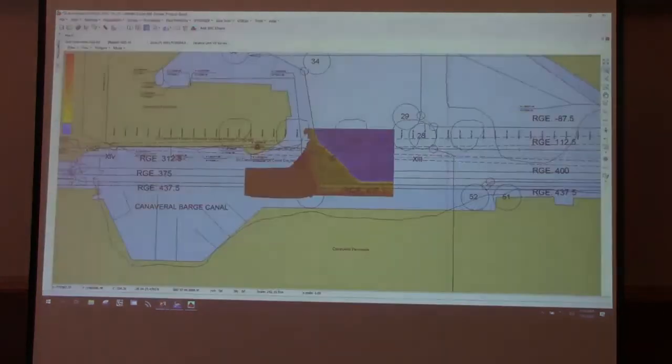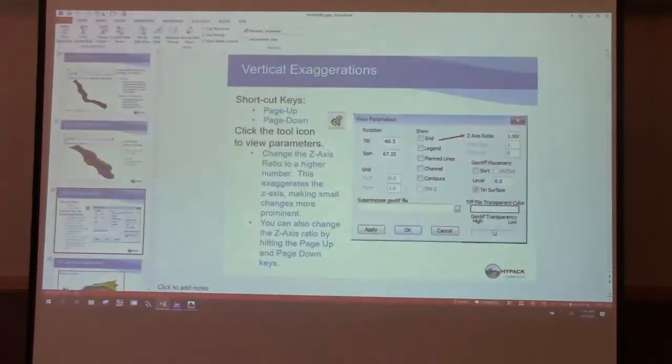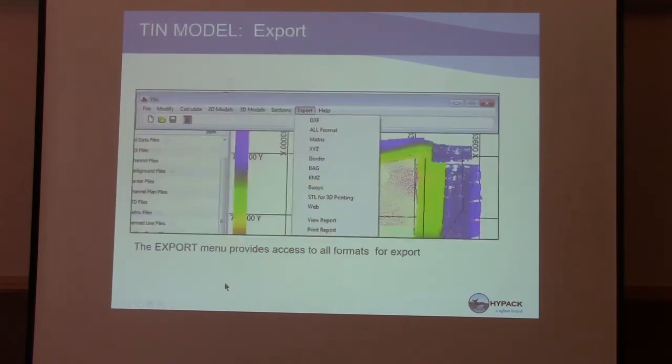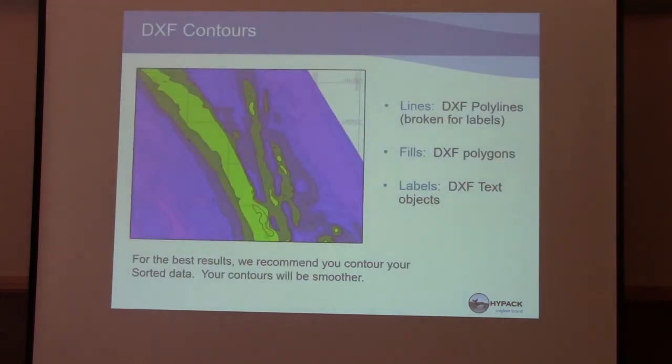We talked a lot about what we can display. Let's get back to TIN and TIFF combinations. You can embed a GeoTIFF in a 3D TIN file for a nice effect. So some of the stuff we just talked about, exporting them. TIN model export, that's what I wanted to get into, DXF contours.